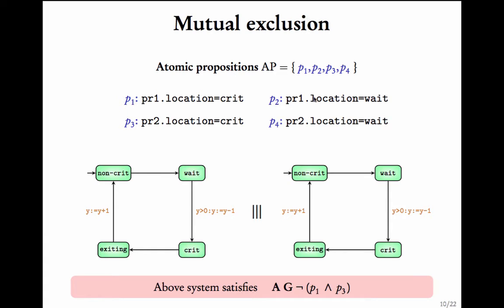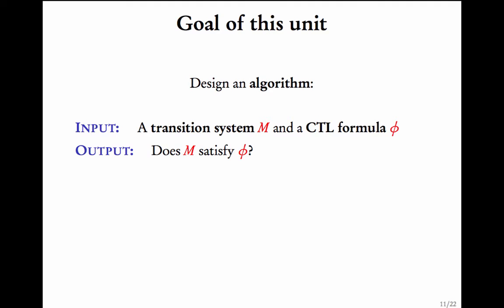Recall the mutual exclusion example which we had seen last time as well. We checked that this transition system satisfies the property that in every path, every state satisfies not of P1 and P3. That means it is never the case that both process 1 and process 2 are in its critical section. Okay? So that was a short recap of CTL and examples of CTL properties on transition systems.